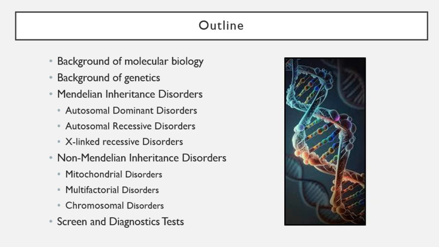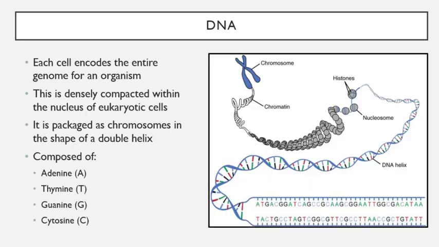getting a certain disorder, and then there's non-Mendelians that don't specifically apply to Mendelian genetics, but are things like chromosomal disorders where you have an extra copy of a chromosome or a lack of a copy of a chromosome. And then we'll finish up talking briefly about screening and diagnostic tests, but we're not going to go into a ton of information about that. So DNA, right?